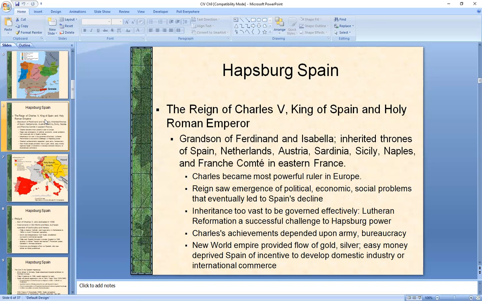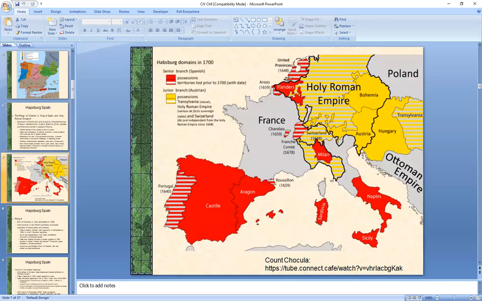He inherits their throne. He inherits the Netherlands, Austria, Sardinia, Sicily, Naples, Franche-Comté, and that's in Eastern Europe. And because of this, he becomes the most powerful ruler in Europe. Let me show you his kingdom. This is what we're talking about. Anything on here, the red and white, yellow and white stripes, that belongs to Charles V. Okay, it's a lot. And here's the little area of France, part of Eastern France, Franche-Comté, that I was talking about.